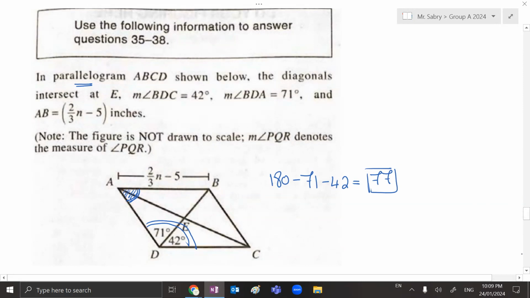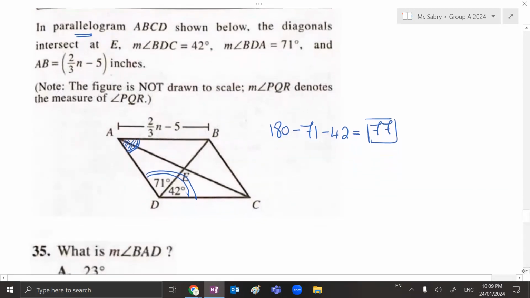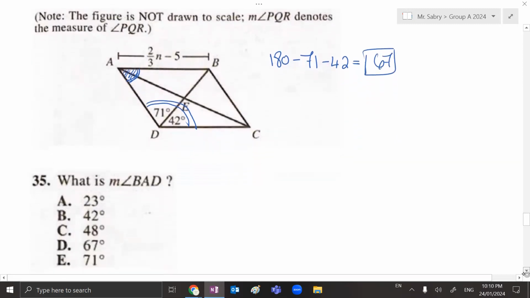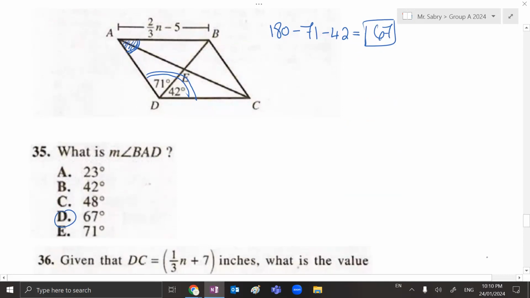113, so 77. Oh, no, it's approximately 67. 67 seems to be right. 67 is the correct one, which means D is the correct one.